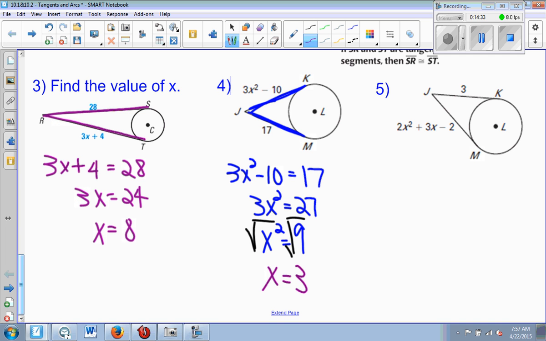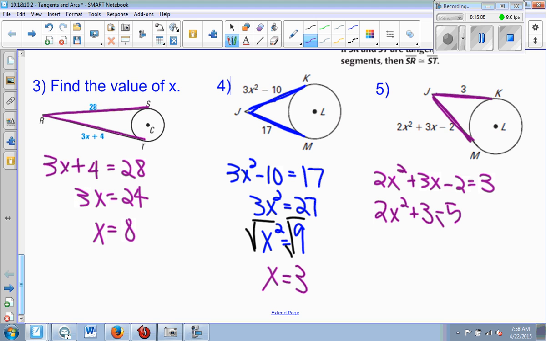In the last one, these again are common tangents. They both meet the same circle at a single point, and they meet at the same point outside the circle. So we know that those two segments are in fact equal to each other. Now this one may not be so easy for you to solve. What we're going to do here is notice that this is a quadratic equation. In order to solve a quadratic equation, we need to get it equal to 0. So the first thing I'm going to do is subtract 3 from both sides.